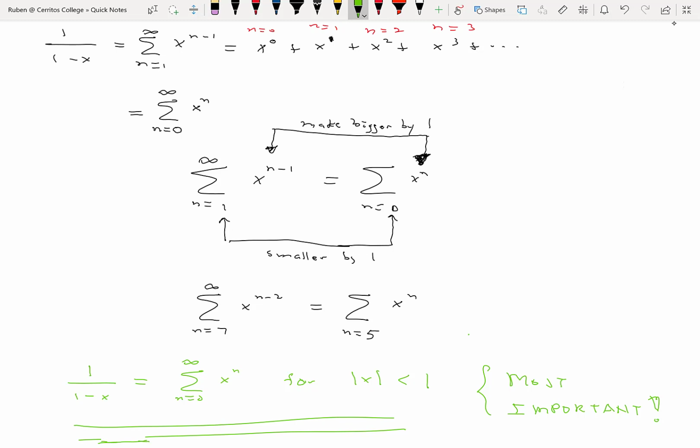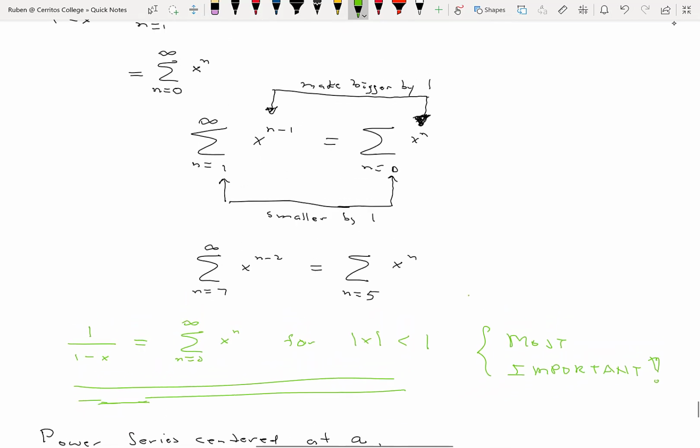The geometric series rewritten as 1 over 1 minus x equals the sum n goes from 0 to infinity, x to the n. You want to memorize that. This is the most important power series in the whole universe. And it converges for the absolute value of x less than 1. And we're going to be unfolding the reason why this is true as we go along.